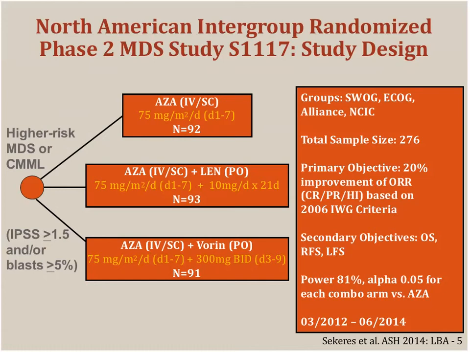Standard dose and schedule of azacitidine was employed, using lenalidomide 10 milligrams daily for 21 days, or using vorinostat 300 milligrams BID on days 3 through 9. 276 patients were rather rapidly accrued in this study. The primary endpoint was to look at overall response and look for an improvement of 20% over the baseline of azacitidine as a single agent. It was powered adequately to provide an answer for the primary objective.